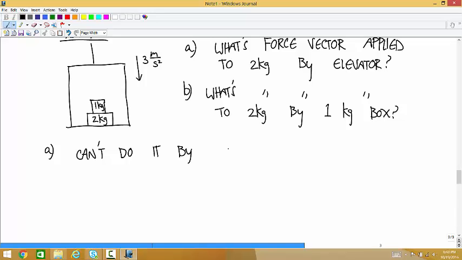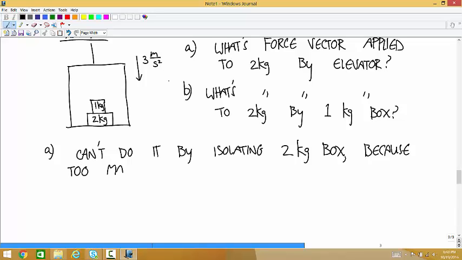So for part A, we can't do it by isolating the 2 kilogram box. And the reason is we have too many variables. Watch.